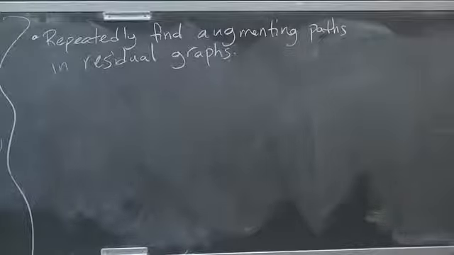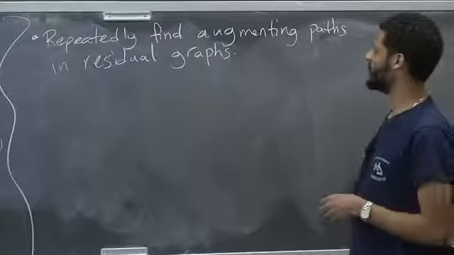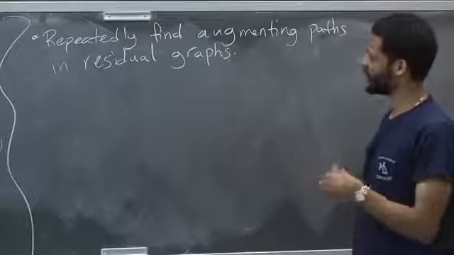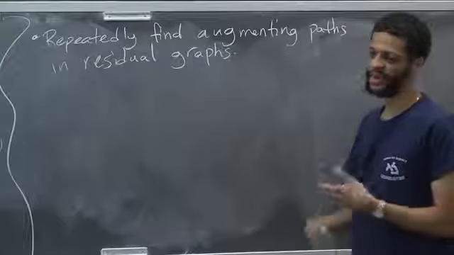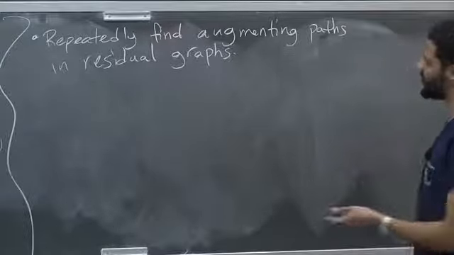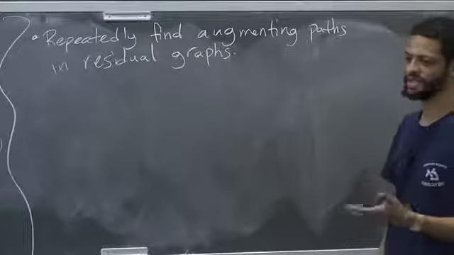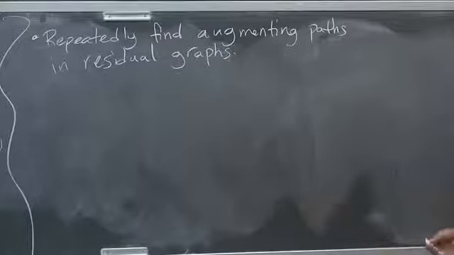So you can show that this algorithm is correct. The algorithm of find an augmenting path. In other words, find some flow. Then define the residual graph. Find an augmenting path there. Define a new residual graph, etc. Keep iterating until there is no augmenting path. That is a correct algorithm.